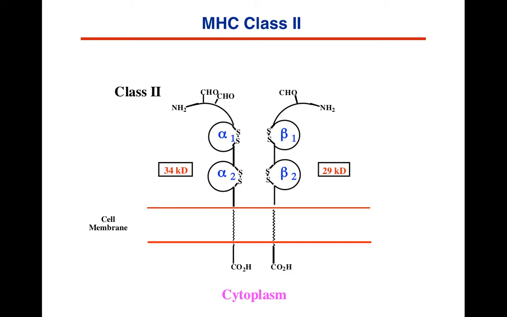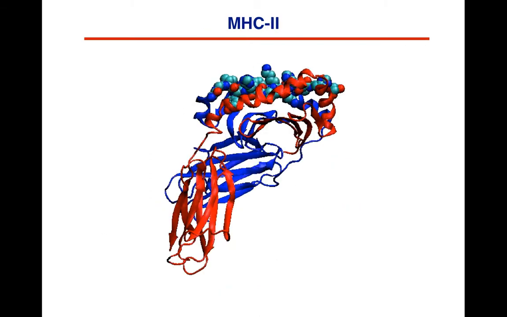Now, class 2 is composed of 2 polypeptides, and each has 2 domains apiece, and the polypeptides have to come together to form the class 2 complex. Again, you can see here the red and the blue, 2 chains that make up the binding pocket for the peptide. So you need contributions, basically 50% from one and 50% from the other.